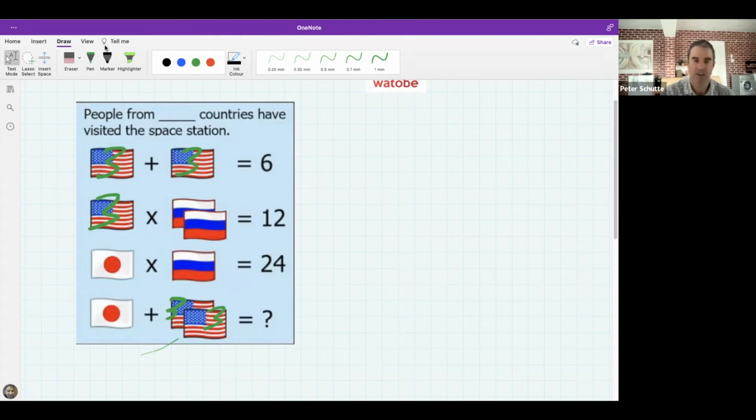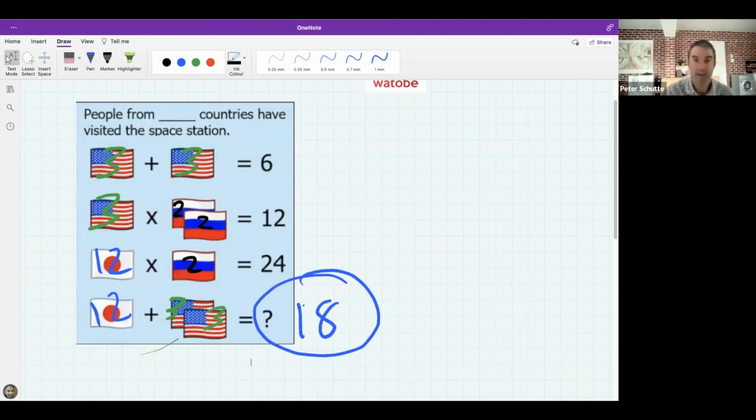Oratile is just throwing the answer straight in there. Let's see if you agree. Do you agree with Oratile on the answer there? You guys are all over this. So I agree Russia is 2 and 2 because that gives you 12, so Japan must then be 12. And if Japan is 12 and you have 2 US flags, then the answer should be 18.